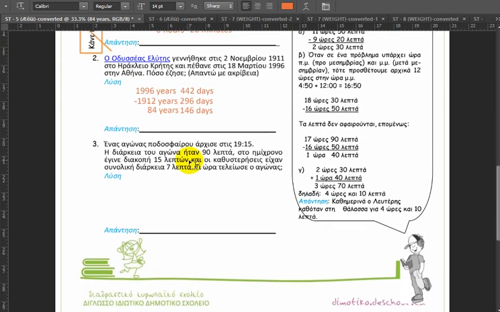Next up, we have a football match that started at 19, quarter past. This is 19, it means 7, quarter past 7. And it says that the game lasted for 90 minutes. And during halftime, there was a 15-minute break. And the overtime was 7 minutes. So how long did the game last?